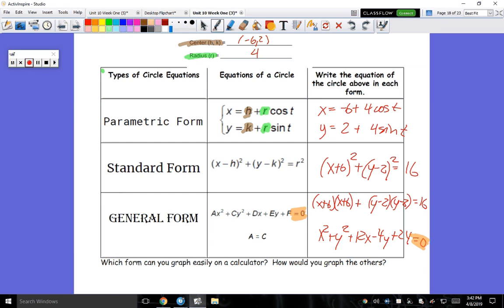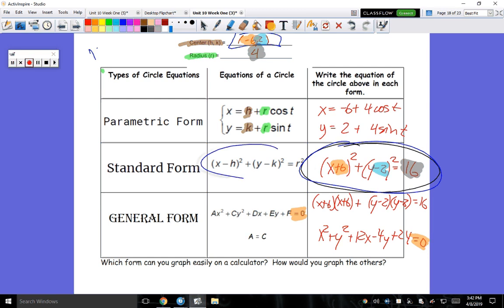The form that we're used to is right here, algebra 2. Our center was negative 6, 2. And notice how you have opposite in parentheses. You had a positive 2 there. You have a negative 2 here. And the equation is equal to r squared. Because this is what you remembered and learned from algebra 2.